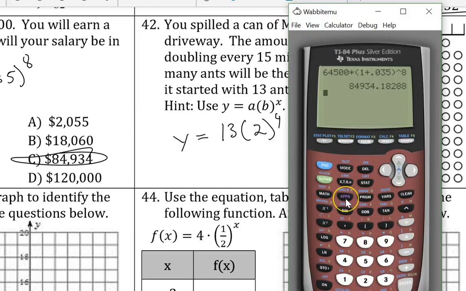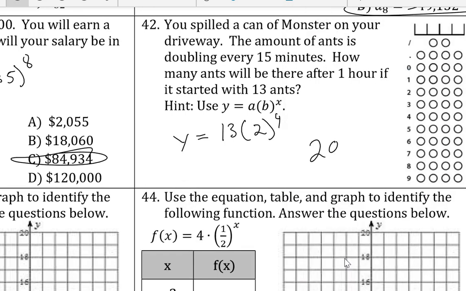So we have 13 times 2 up to the 4th, 208. So we would go ahead and bubble in 208.